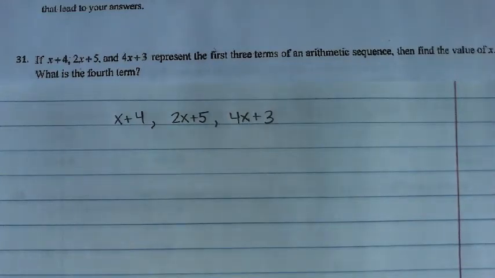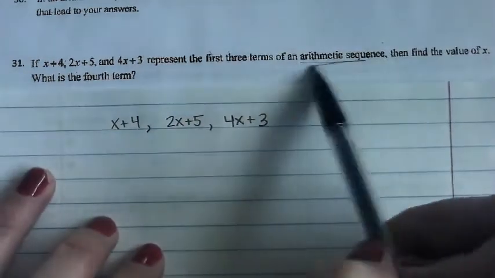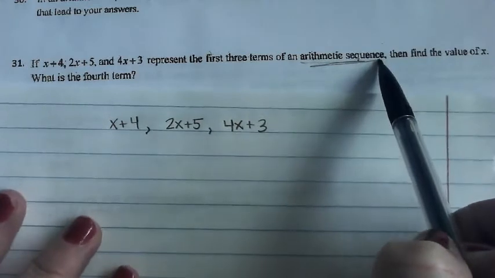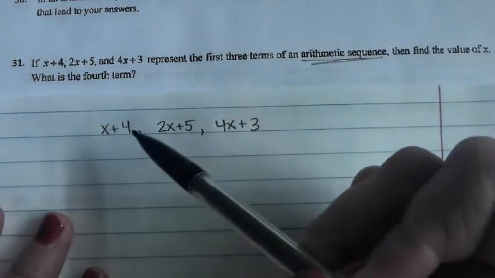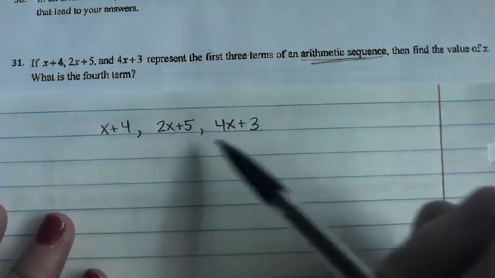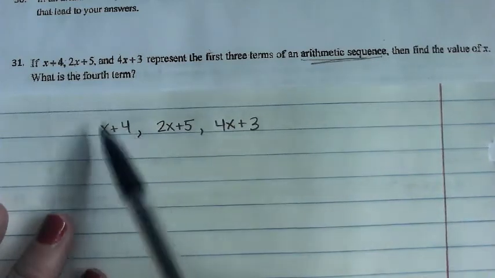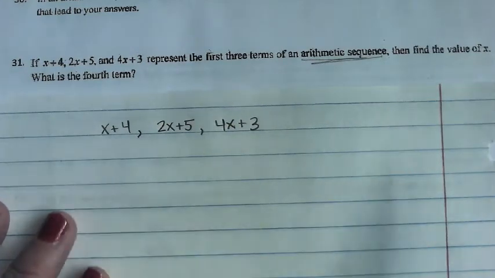Okay, so on 31, girls, I'm just going to go over 31 first because we didn't get to it yesterday. On 31, they give you the first three terms of the sequence, and they tell you it's an arithmetic sequence. You can't really see right away what the common difference is because you're dealing with x's. But you do know that it's arithmetic.